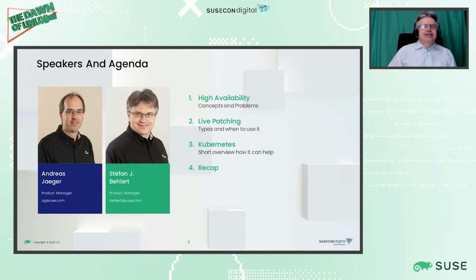Today, Andreas Jaeger and myself, Stefan Behlert, both from the product management for the SUSE Linux Enterprise products, will give you an introduction to how SUSE can help you reduce planned and unplanned downtime caused by either failures or maintenance updates. We will talk about where high availability can help you there, how to reduce the downtime to a minimum with live patching, and also have a glance at the world of containers and how Kubernetes will impact you here. With that, Andreas, let's have a look at high availability and why it's important for your uptime strategy and an important building brick there.